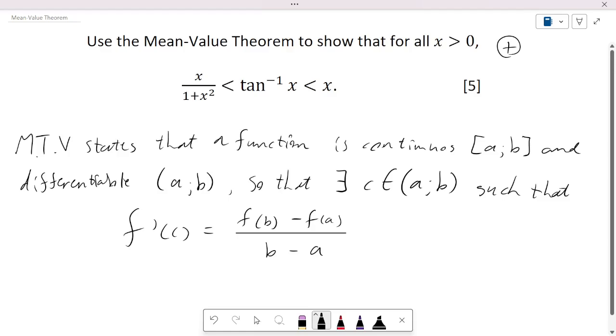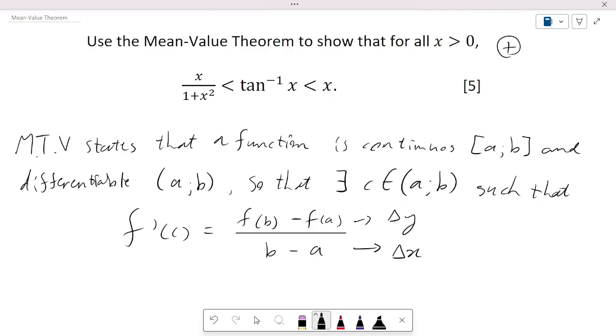Now, why does this look so familiar? This is actually a gradient formula, right? Where we have f prime of c, we know that the first derivative of a function is normally represented by the gradient. And because of that information, this is represented as the delta y, and this is represented as the delta x, meaning the y2 minus y1 over the x2 minus the x1.